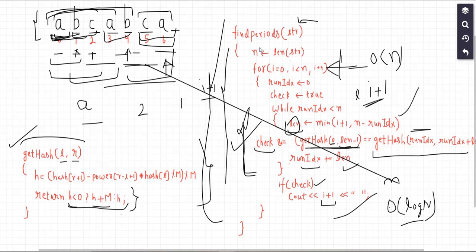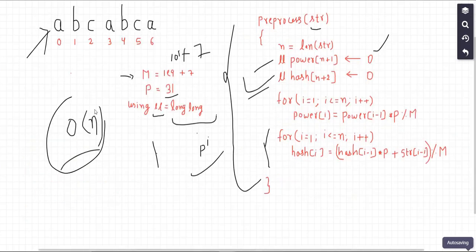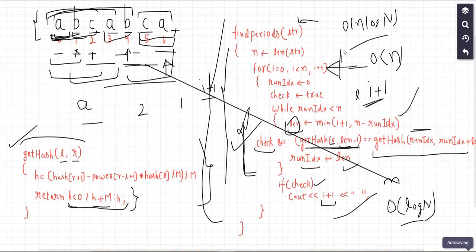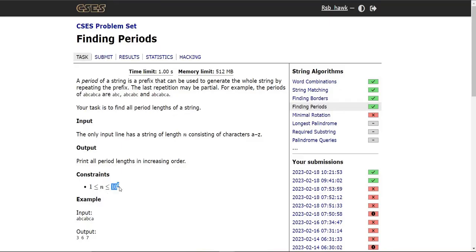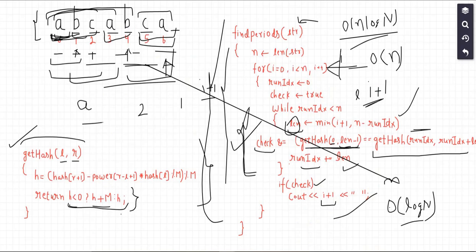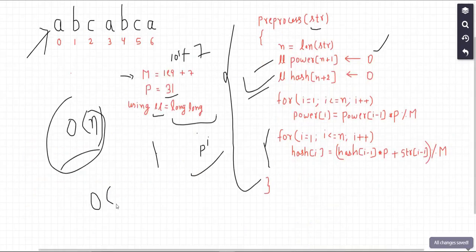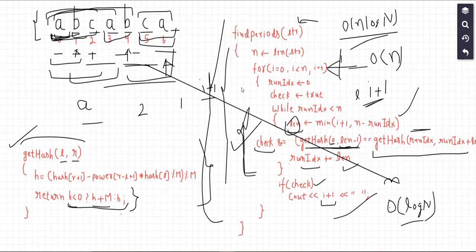So the overall time complexity of this function is big O of n log n. Fine, and the preprocessing is big O of n, so the overall time complexity becomes n log n. Okay, so this will work fine for the given constraints, that is 10 to the power 6, and the space complexity is also linear because I'm using arrays of length n, right? So that is how I solve this problem.